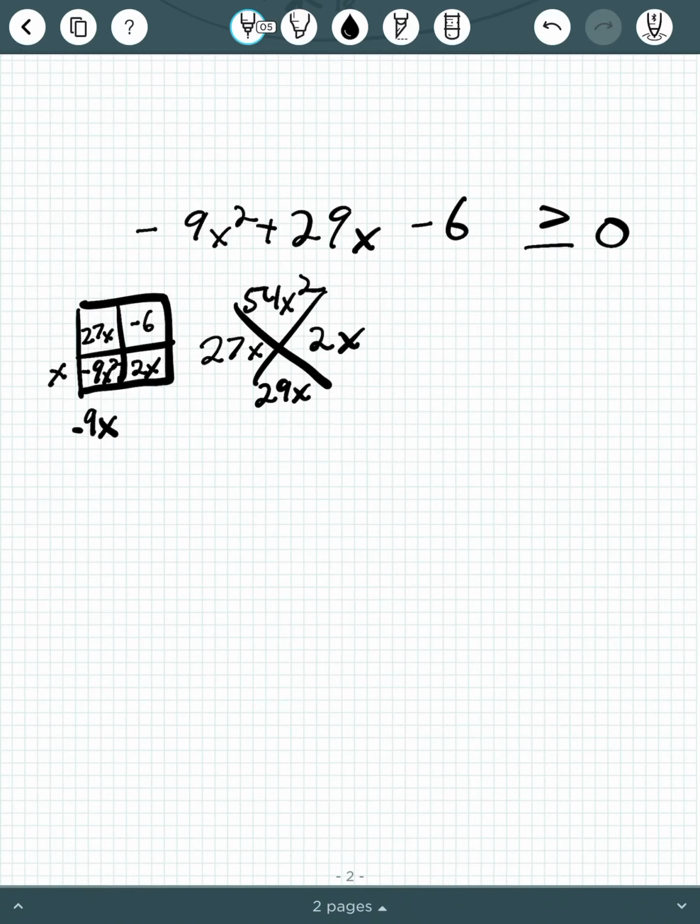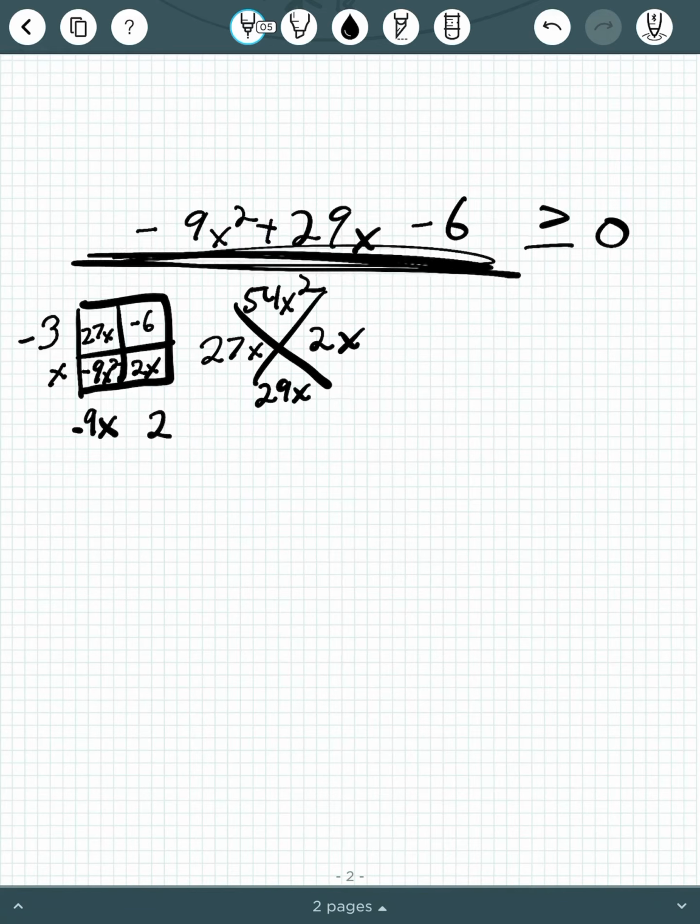What that does is that means this can be a positive x, but then to get positive 27, we have to use positive 3 here. 3 times negative 9, got to use negative 3, is positive 27. Now, what multiplies with negative 3 to get negative 6? Well, that's 2. Unfortunately, 2 times x is 2x. So we have our factors. We're going to replace our sum with the product of the two factors. So x minus 3 multiplied by negative 9x plus 2.